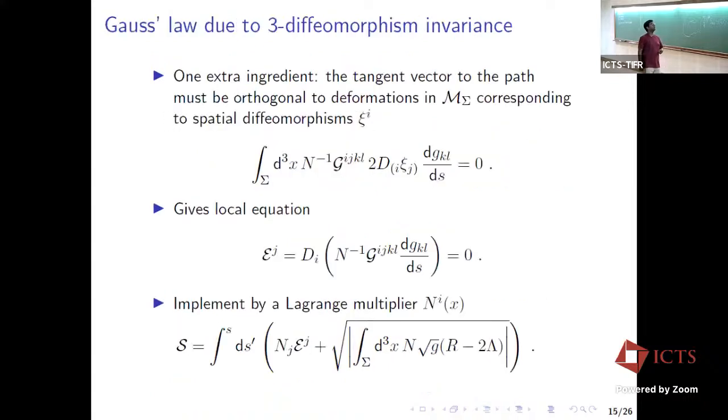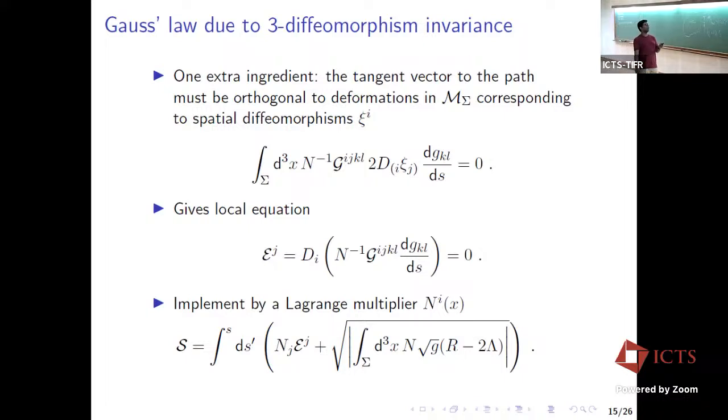Right. And there's one extra ingredient, which is that the tangent vector to the path must be orthogonal to deformations in the configuration space which are generated by spatial diffeomorphisms. So there could be delta G_{ij}s which look like that, arising from a diffeomorphism on sigma. We don't want to consider such tangent vectors. And this was actually encoded by the other 3 equations, which were part of the Einstein-Hamilton-Jacobi equations. And we can encode this by saying that the tangent vector dG_{kl}/ds is orthogonal to all diffeomorphisms with respect to the smeared DeWitt metric.